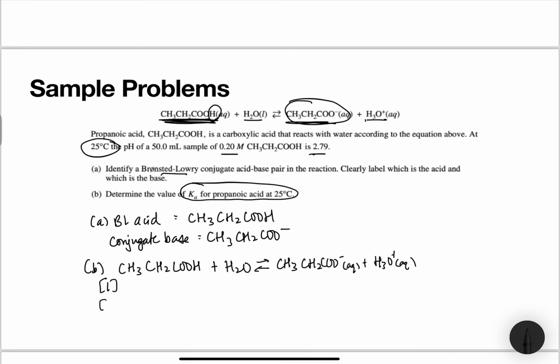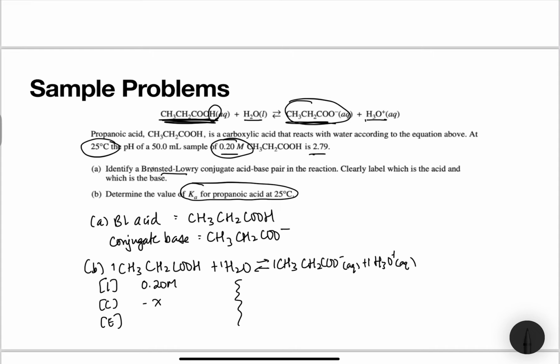So let's set up our ICE chart. The water we don't need to worry about. Initially, I have a 0.2 moles per liter sample of the acid. And remember that the acid will change by minus X. This is a 1:1 mole ratio. We just moved a hydrogen ion, so there is no coefficient.